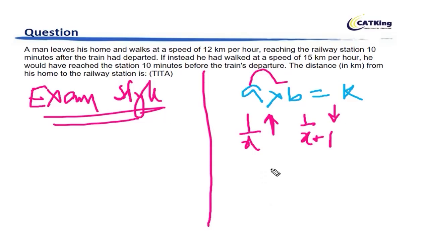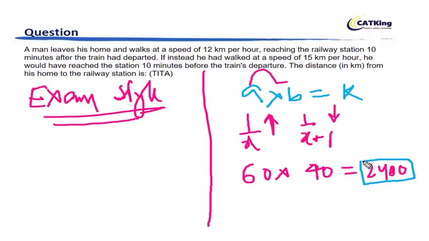Example, very simple. What is the example? Let's say that the speed of a car is 60 and the time that it takes is 40, basically making 2400 as the distance. Now if the distance is a constant here, if you increase the speed by 1/3, the time will reduce by 1/4.